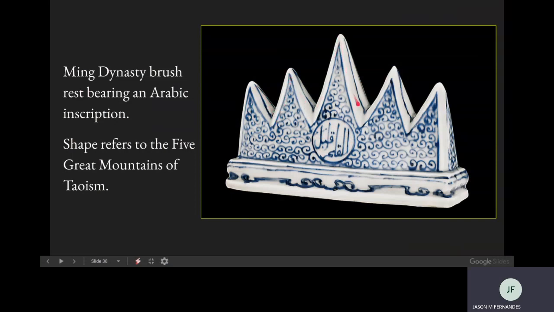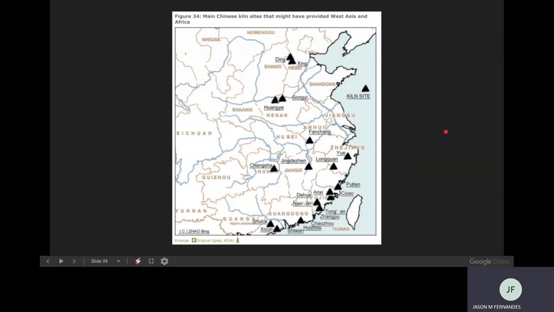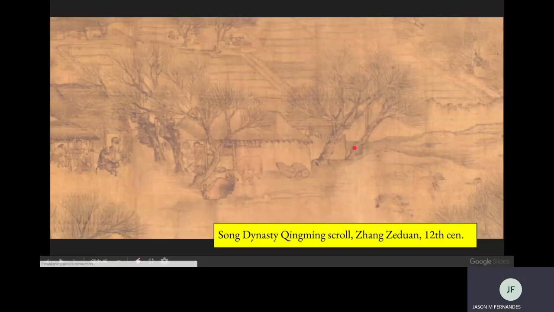This is the 5 mountains of Taoism. Right? So really interesting piece, which probably came out of one of these kiln sites, right? So again, you've got this mass production, right? Now, let's look at what's happening in China internally a little bit to see how this connects with the globalization that's happening. And again, we'll go back to an environmental context here.